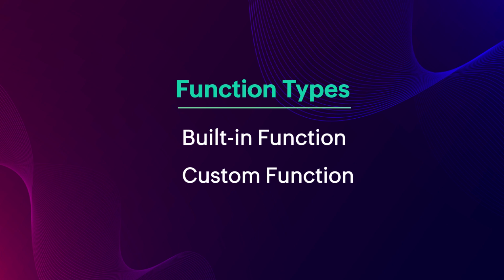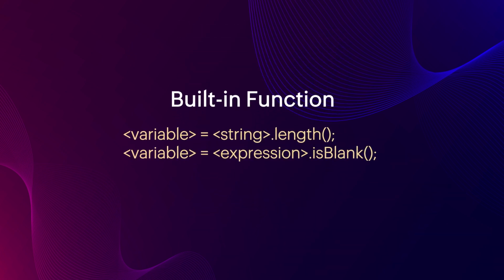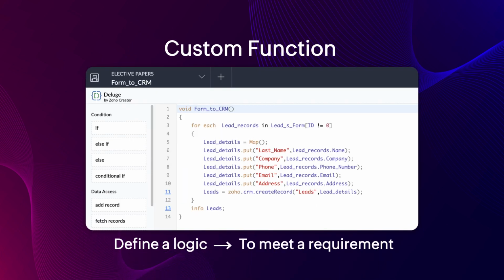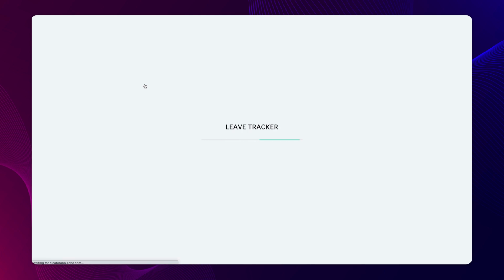There are two types of functions in Creator. Built-in function: instead of writing a code for simple tasks, these predefined actions can be used for tasks like checking for the length of the word, or for a blank value, or for more such common tasks. Check the link in the description box to learn more about built-in functions. Custom function: in contrast to built-in functions, custom functions let you define logic to meet a specific requirement as per your need. In this demonstration, we'll use the Leave Tracker application to learn how functions work.